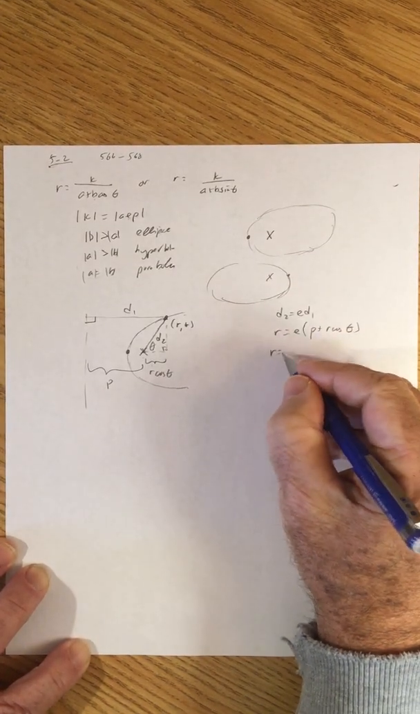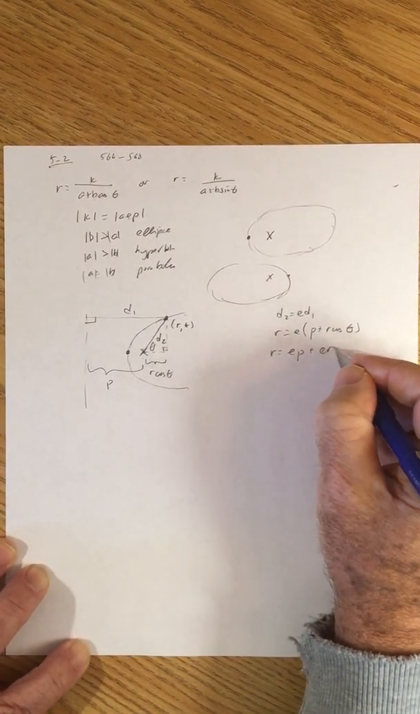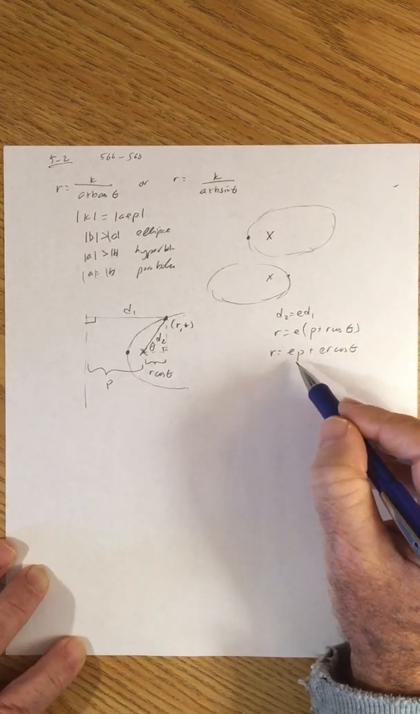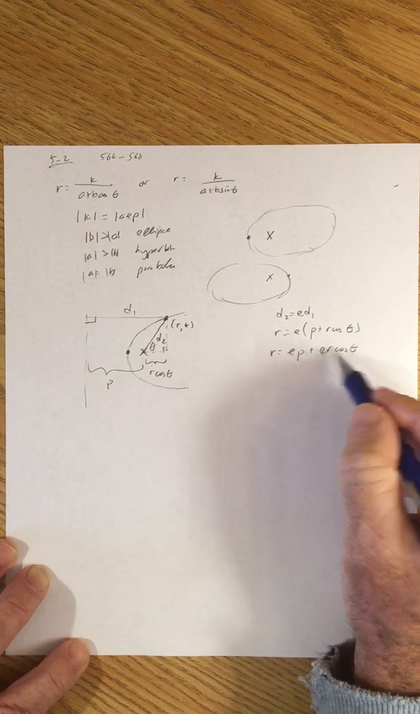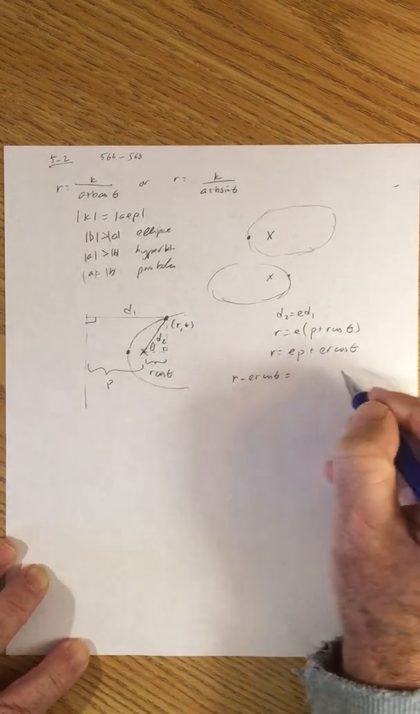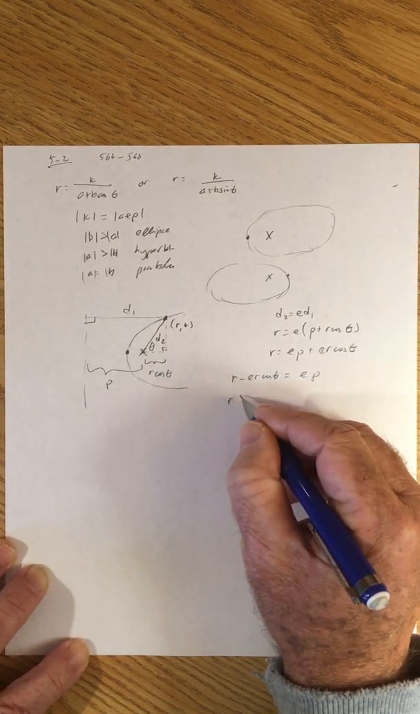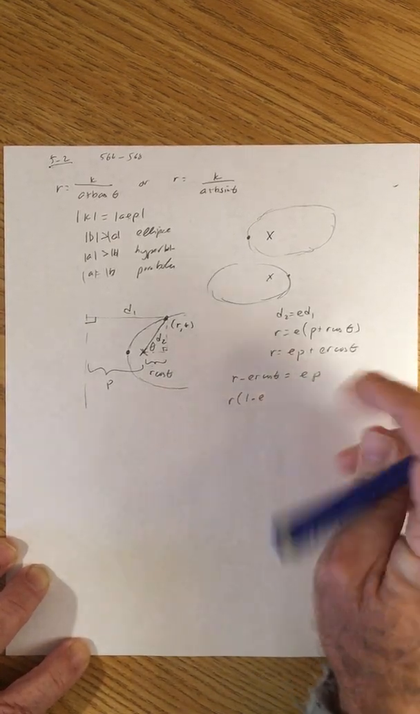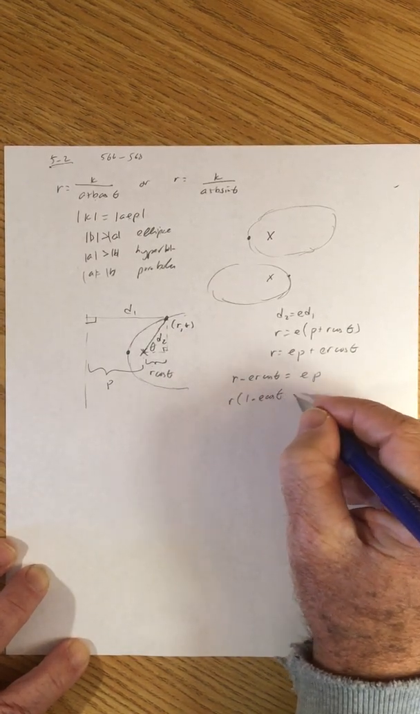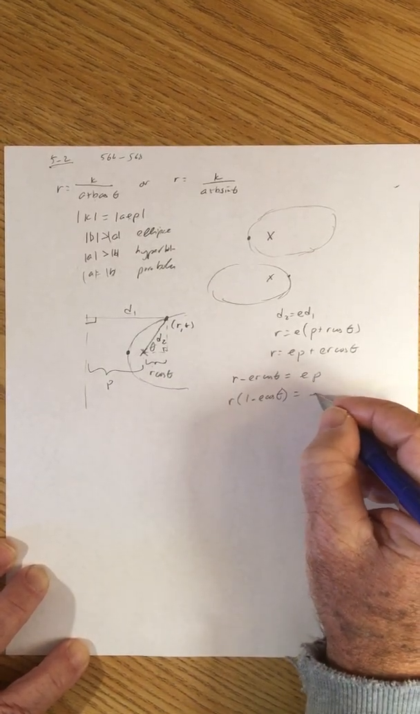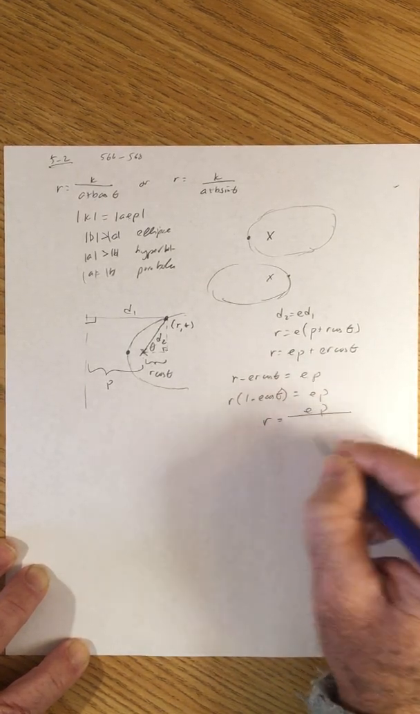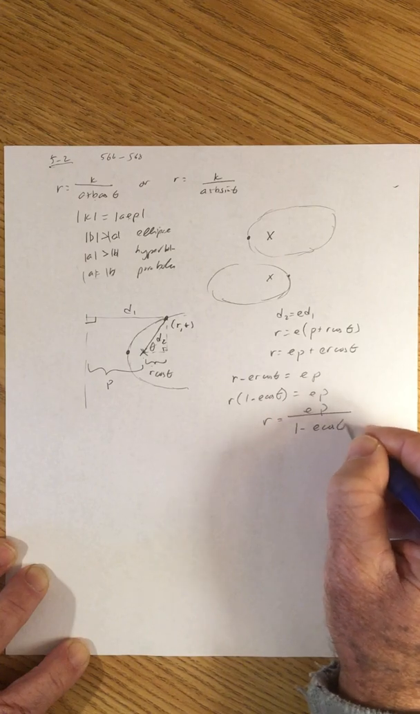Distributing, r is equal to ep plus er cosine theta. Now the goal here is to isolate this for r. That's done by subtracting er cosine theta from both sides, factoring r(1 minus e cosine theta) is equal to ep, and then dividing both sides by this expression here: r = ep over 1 minus e cosine theta.